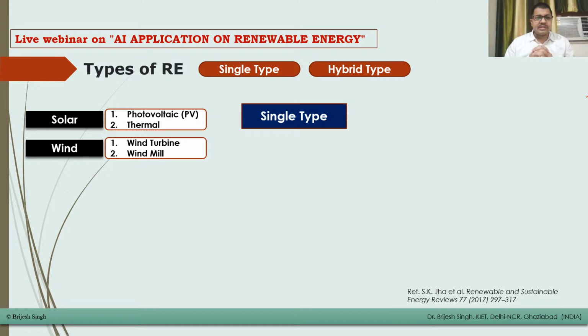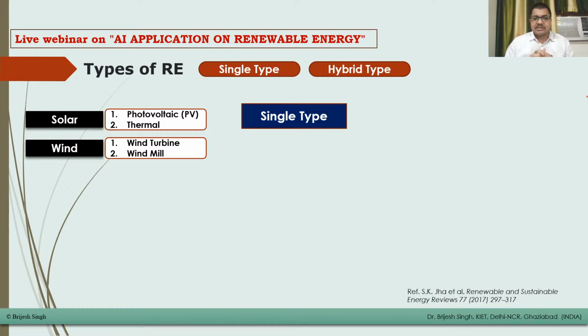Now the second one is wind energy. Again, wind energy systems can be divided into two types: the wind turbine and the windmill. Wind turbines convert the wind energy, by the wind velocity, directly into electricity by using generators. That entire structure is known as the wind turbine.